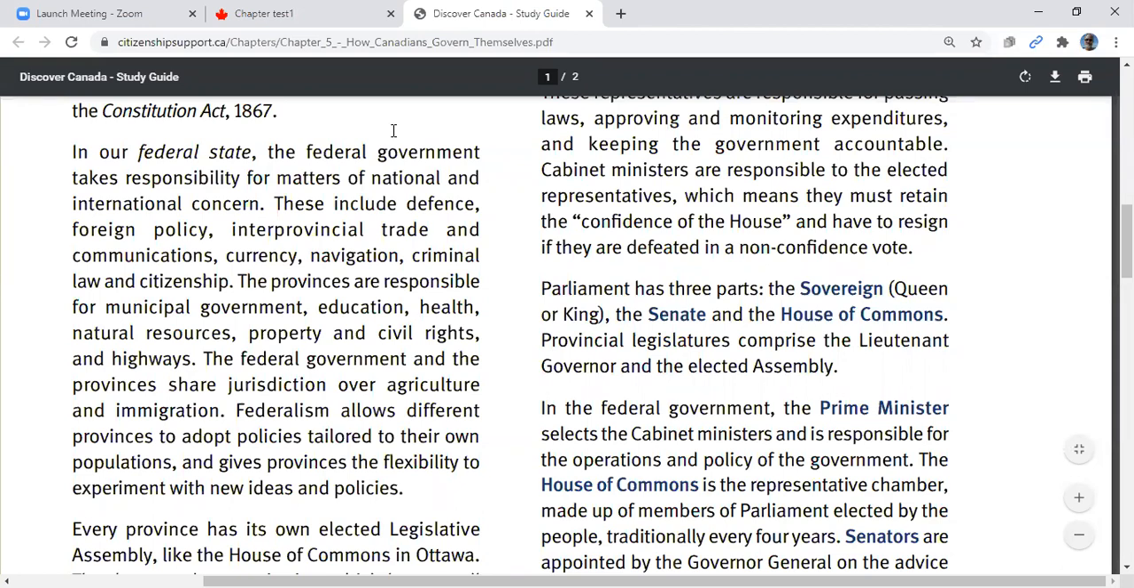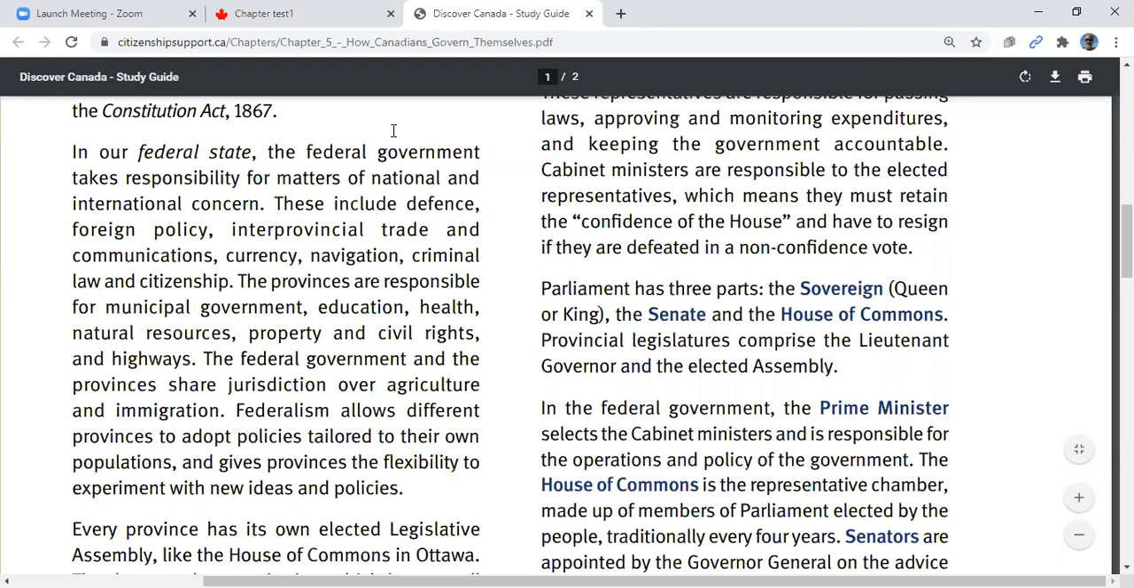The federal government and the provinces share jurisdiction over agriculture and immigration. Federalism allows different provinces to adopt policies tailored to their own population and gives provinces the flexibility to experiment with new ideas and policies. Very good. So this talks about what the federal government should do, and then it talks about what the provinces have to do, and then it talks about what the provinces and the federal government do together.